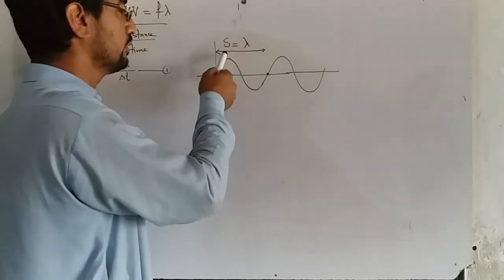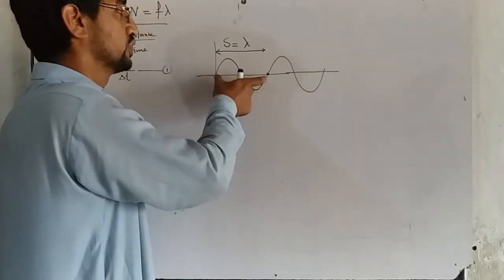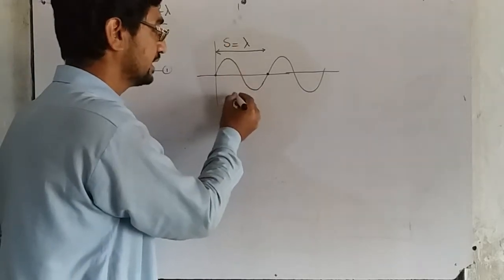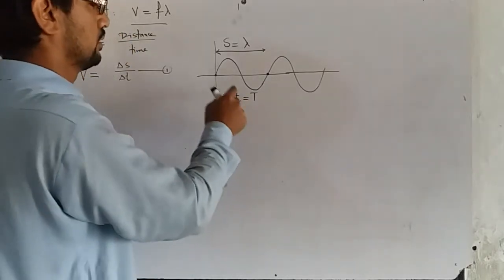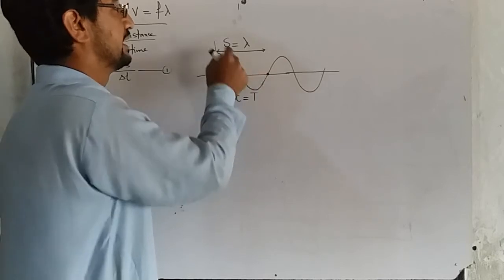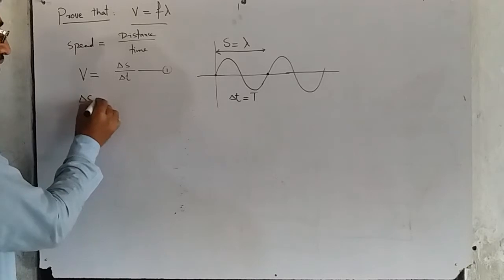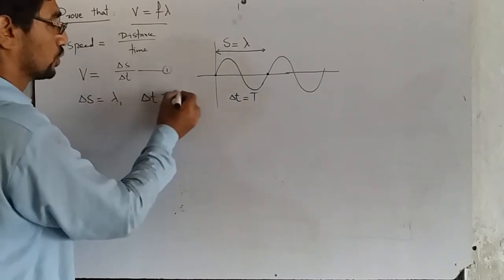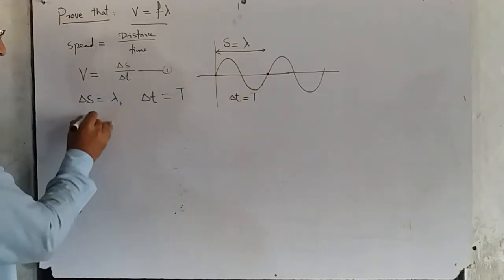If we take S equal to lambda, the time interval to complete this wavelength or this distance is equal to delta T, and delta T is equal to the time period of the wave. We mean that in the time period the wave completes a distance equal to the wavelength. Now we put delta S equal to lambda and delta T equal to the time period. Put these values in equation 1.